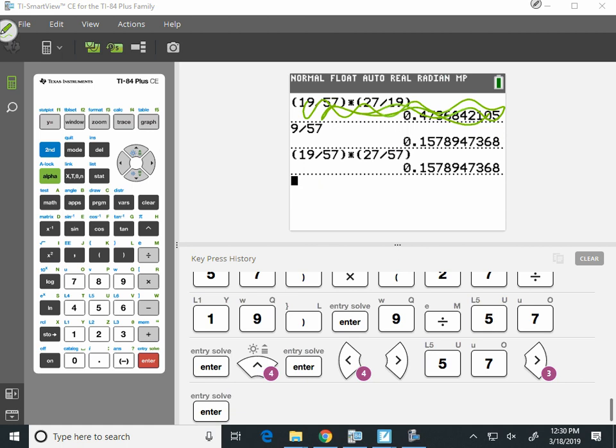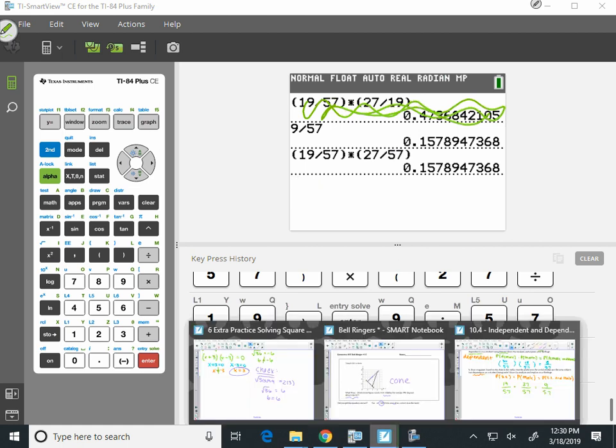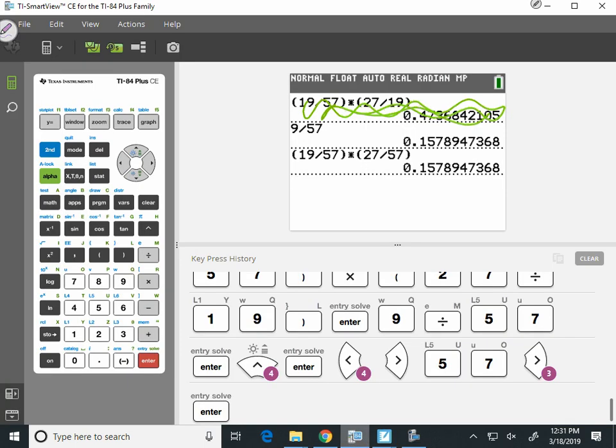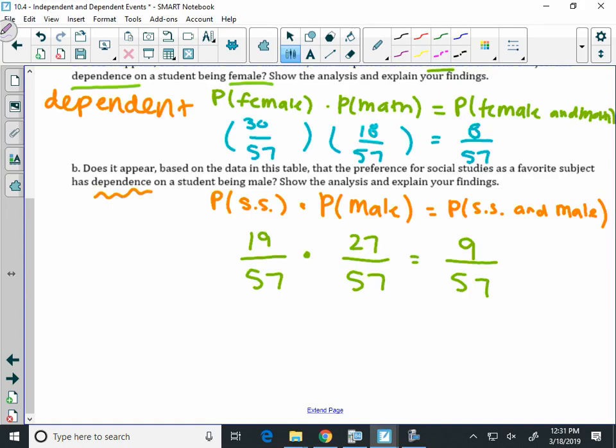Yeah. So are these independent or dependent? Independent. Yeah. Female has nothing to do with whether or not you like social studies in this scenario. Okay? So what was my decimal again? Sorry. 0.1579. Got about 0.1579, which is equal to 0.157.